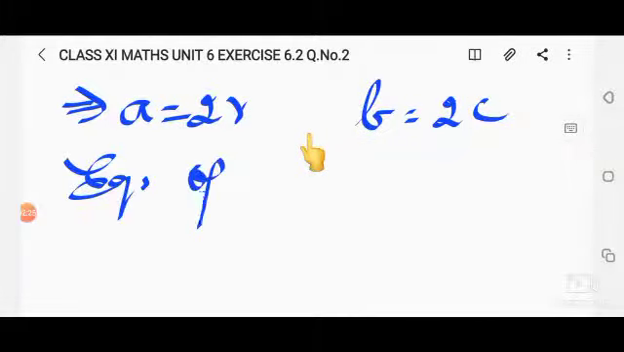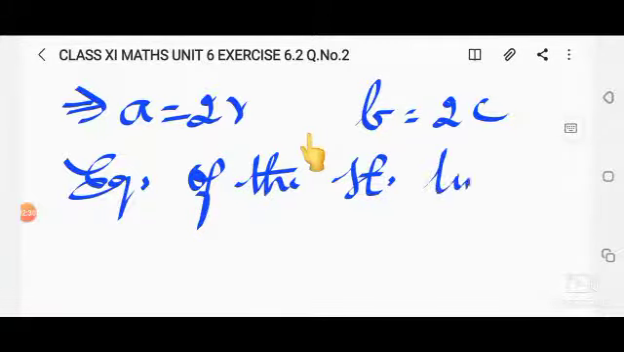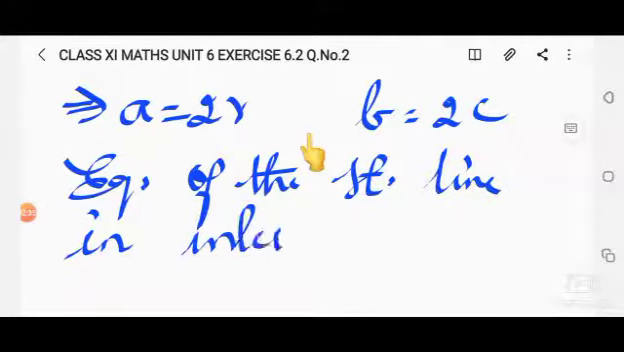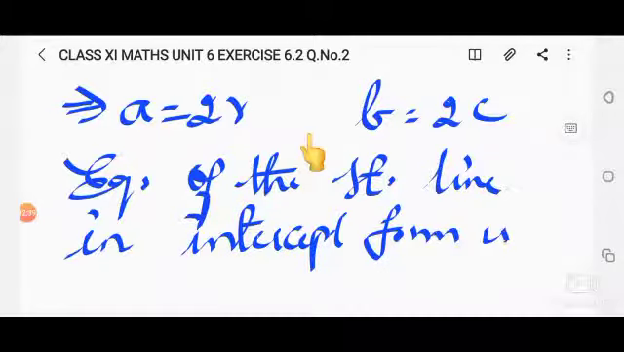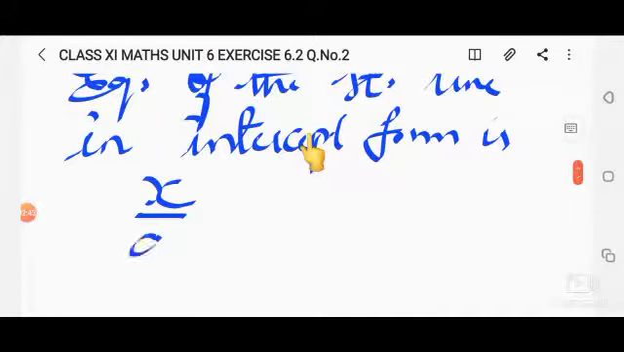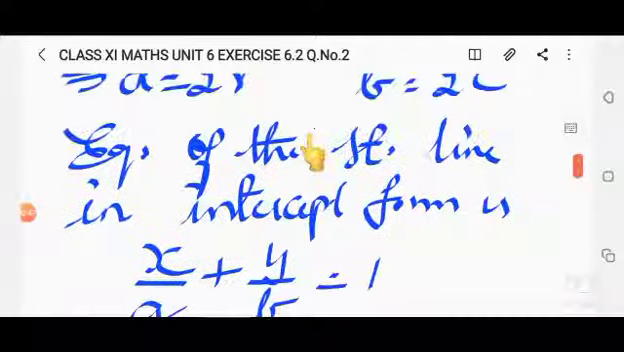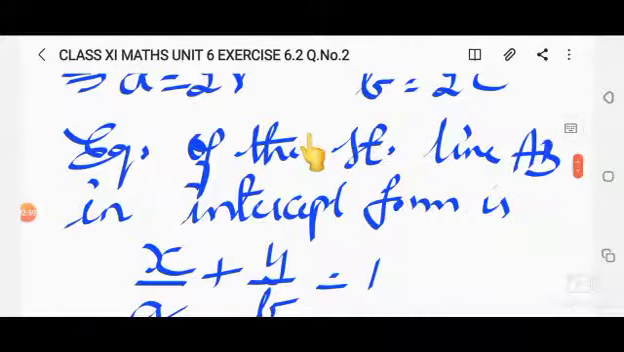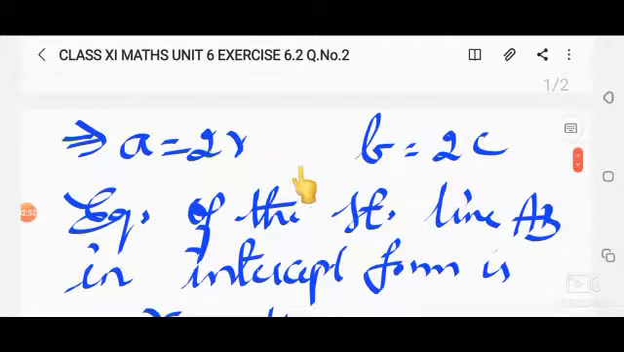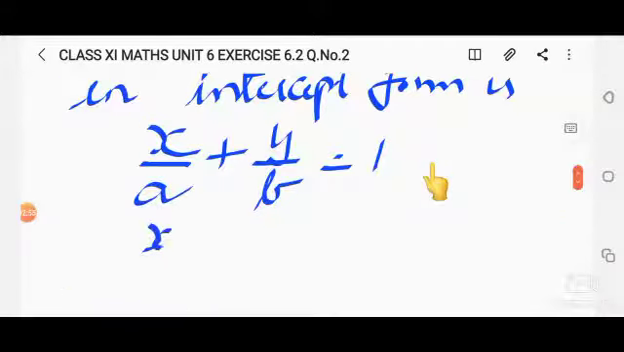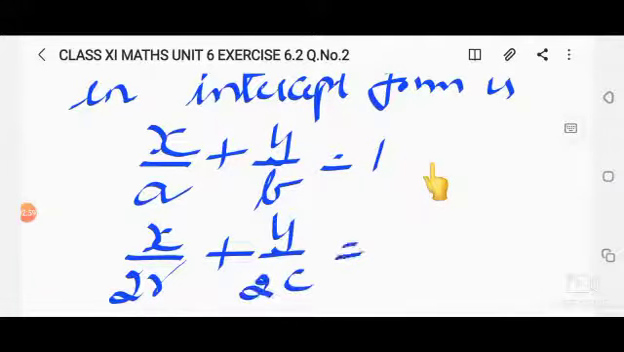The equation of the straight line in intercept form is x by a plus y by b is equal to 1. This is the equation of the straight line AB. Here we have already obtained a as 2r and b as 2c, so we substitute that: x divided by 2r plus y divided by 2c is equal to 1.